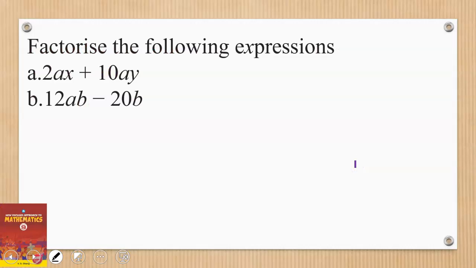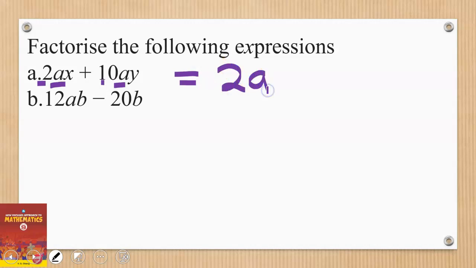Let's take an example and see. Here I want to factorize the following expression. The first one says 2ax plus 10ay. Now, to factorize, all we need is to get a common factor among the two terms. We can see a here, so a is a common factor. Then if you look at 2 and 10, 2 can divide 10 and 2 can divide itself, so 2 becomes a factor.